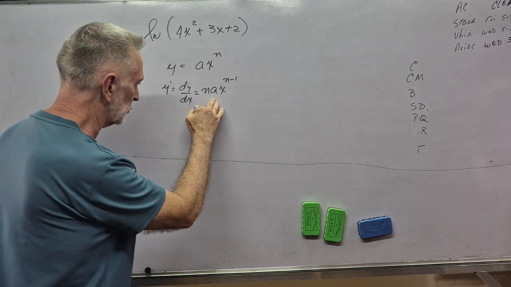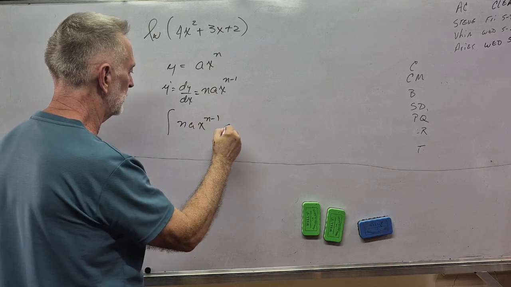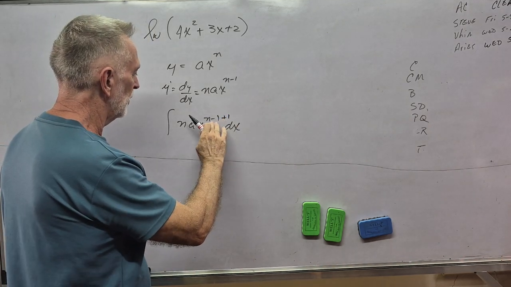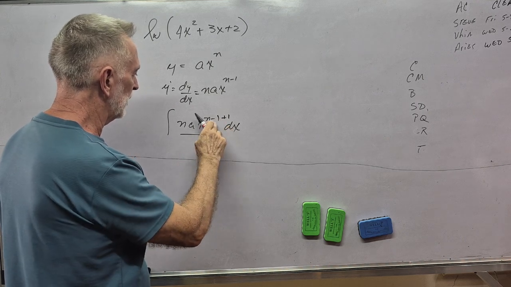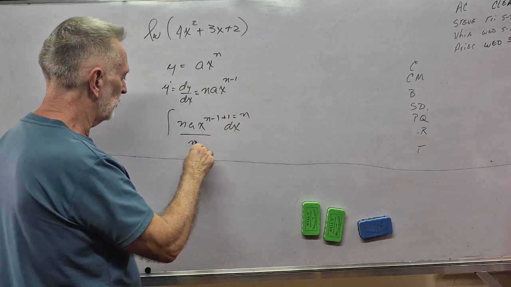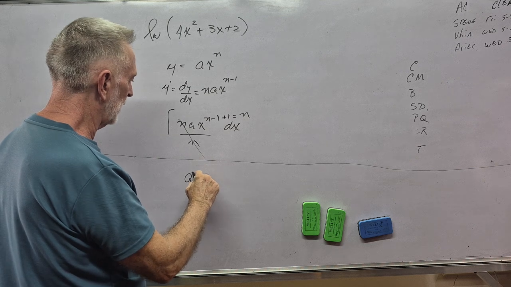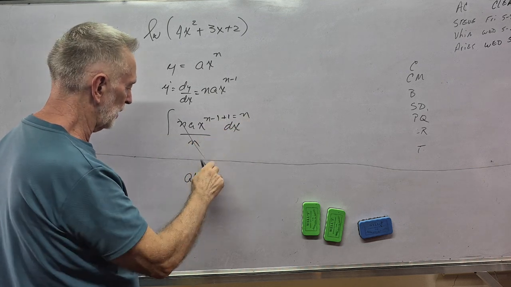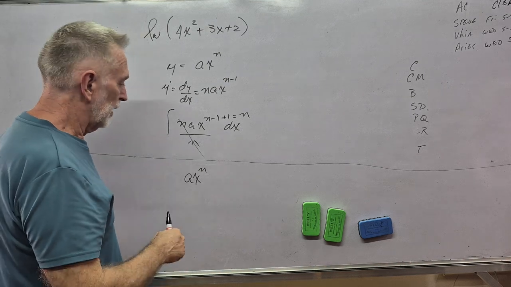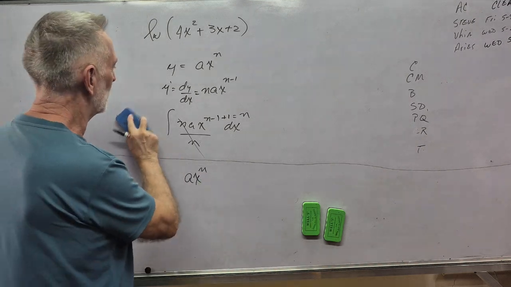Now, if we integrate this function, the integral of n ax to the n minus 1 dx, the way you handle that, you're increasing the exponent by 1 and then dividing by what you end up with. n minus 1 plus 1 would be n, so I'm dividing by n. That would be the integral. So n over n cancels, and I'm left with ax to the n, which is what I had to start with. Okay, that works really fine for a lot of different functions except for one critical one.